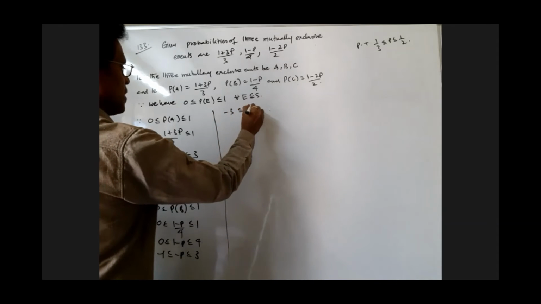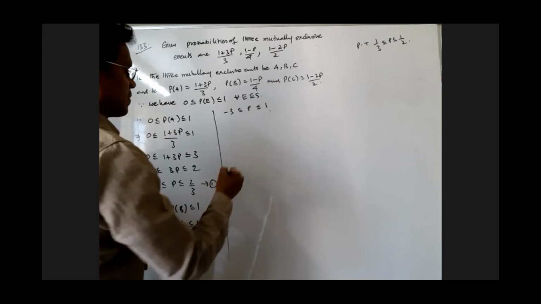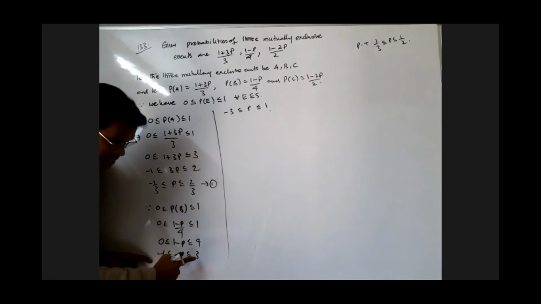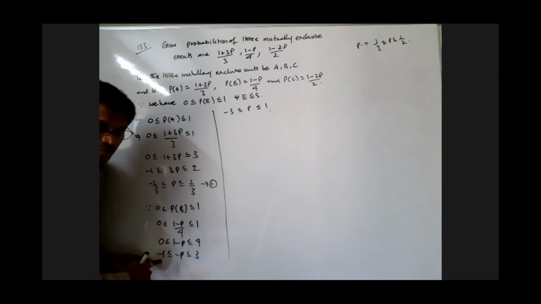Now we want to get the p values. I'm trying to eliminate 4 and 1 by multiplying by 4: 0 is less than 1 minus p is less than or equal to 4. Subtracting 1, minus 1 is less than minus p is less than or equal to 3. Multiplying by minus, you will get minus 3 less than or equal to p less than or equal to 1. When you multiply by minus, you have to write from the RHS, my dear. Minus 3 less than or equal to p less than or equal to 1.